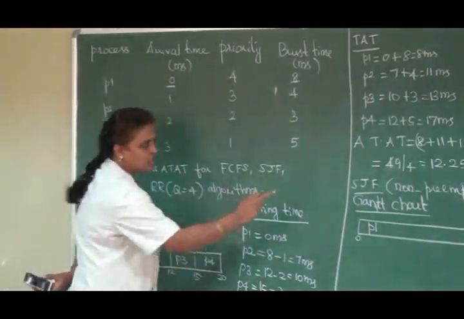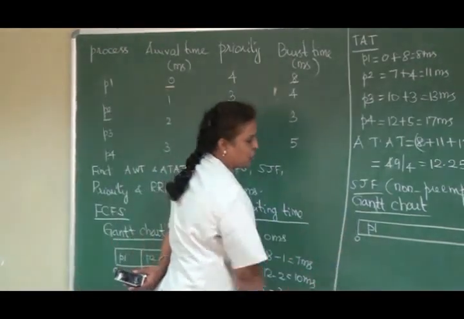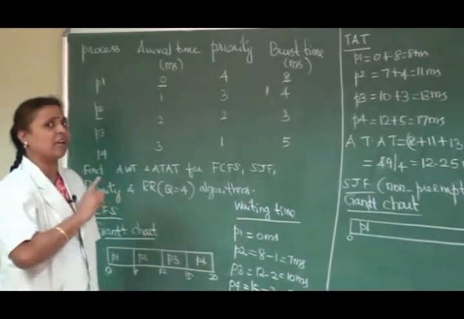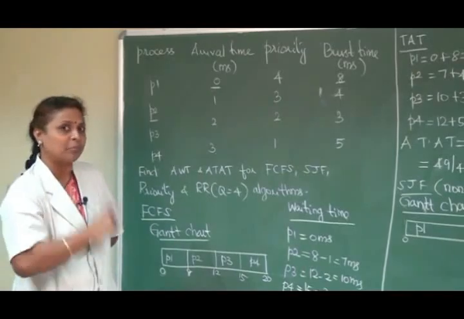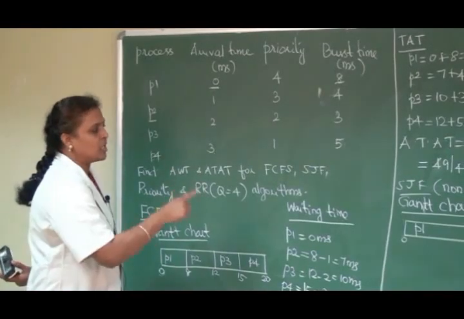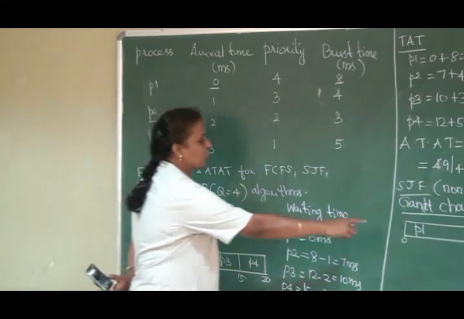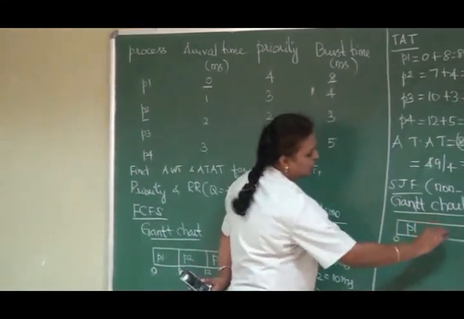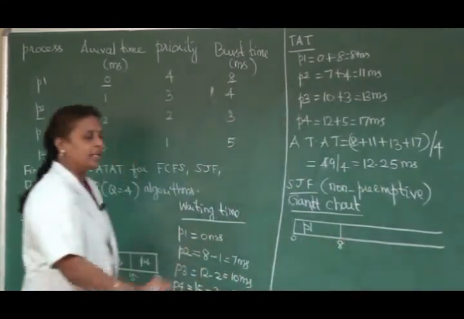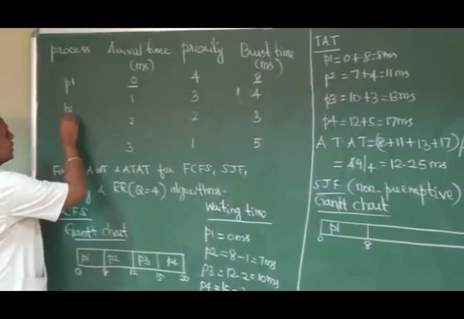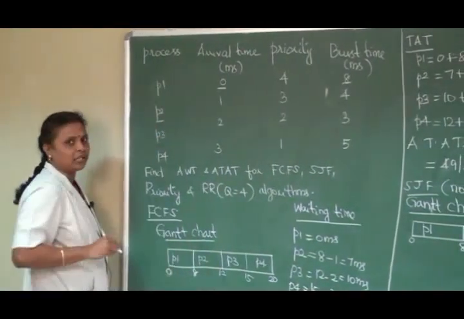But this is non-preemptive. So once the CPU is allocated to this particular process, it never gives up the CPU. It continues its execution, and only after completing its execution can the CPU be assigned to some other process. So this process continues its execution for 8 milliseconds. Then in the 8th millisecond, the scheduling algorithm SJF can view all the processes available in the ready queue.